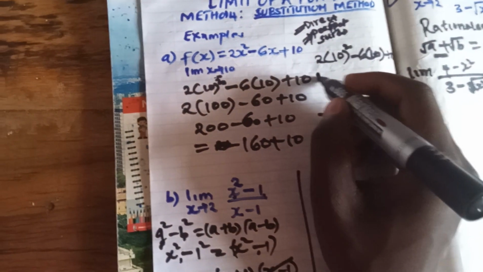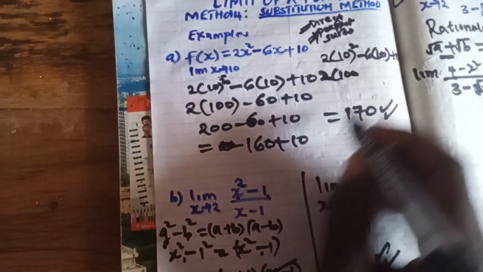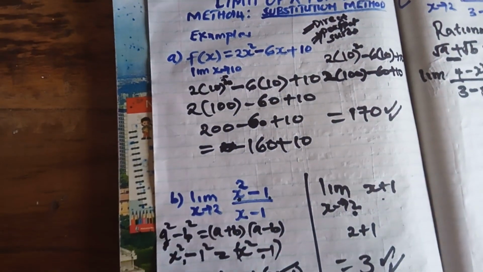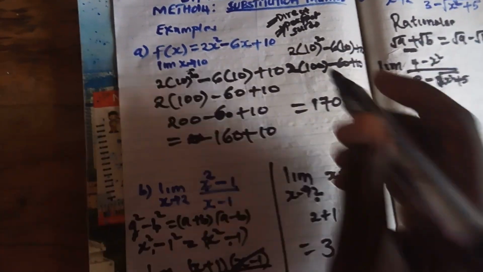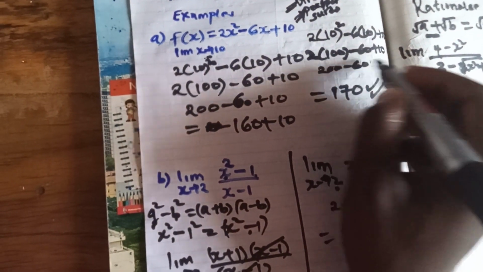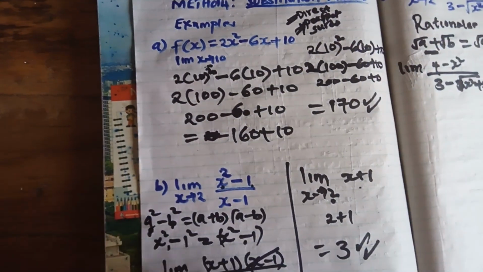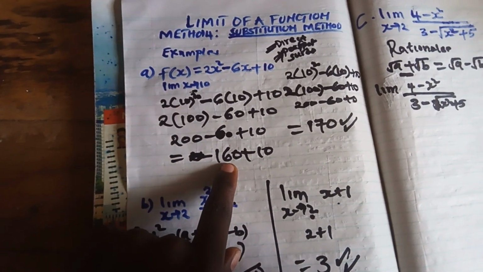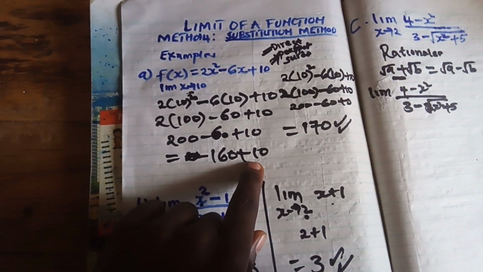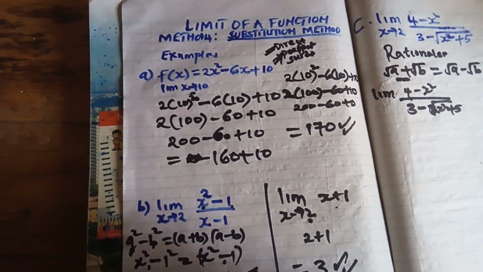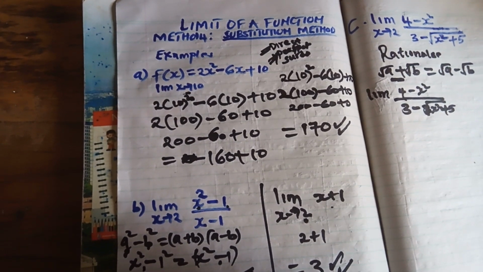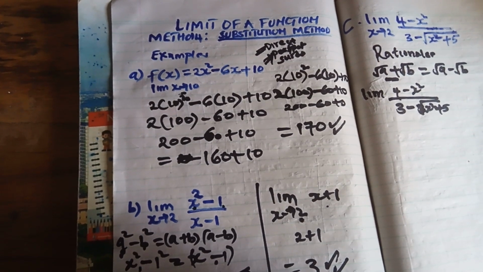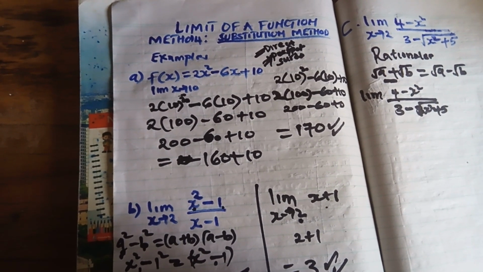Then this one is going to be 2 into 100 minus 60 plus 10. Then our answer should be 200 minus 60 plus 10. So when we take 200, we subtract 60, will give us 160. So we add 10, then our final answer will be 170. That is the first knowledge using the substitution method, the direct knowledge.